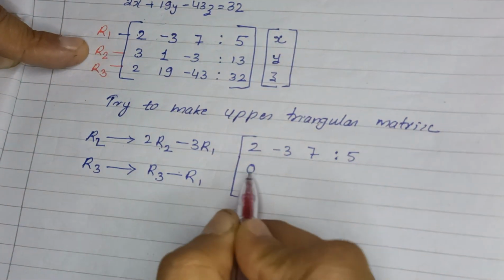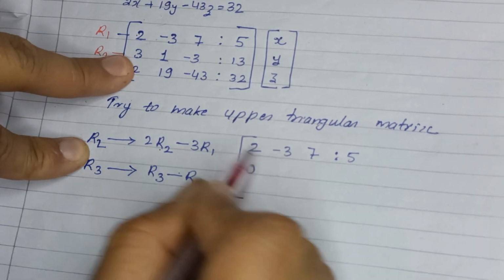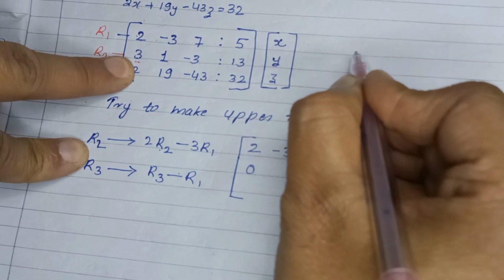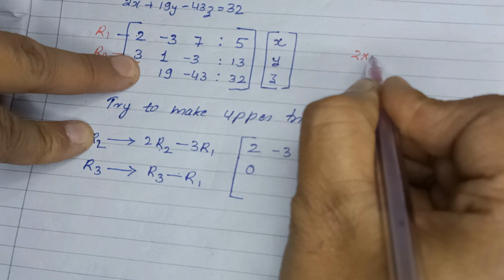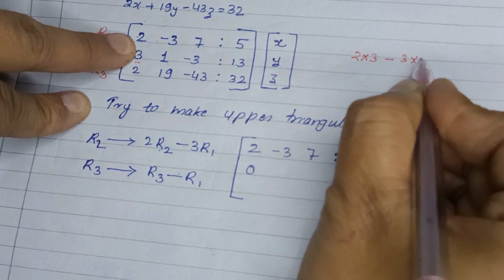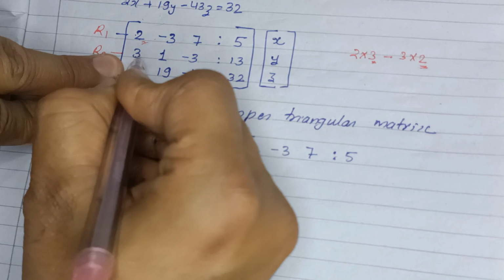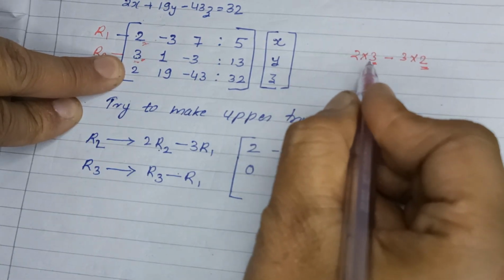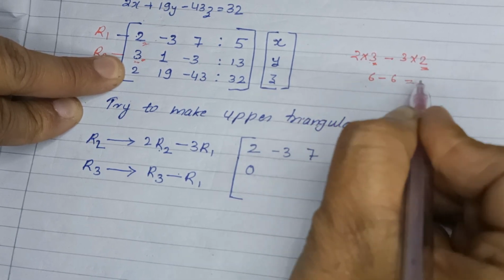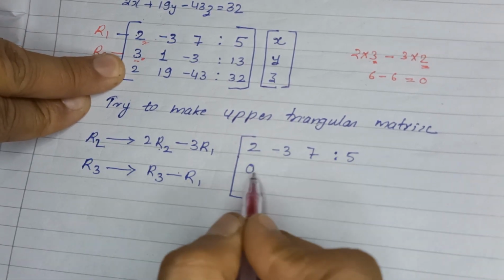So how did I get 0 over here? You have to know how I got 0 here. That is R2, row 2. Row 2 means this one. You can see that in row 2 it is 2, and here it is 3. So 3 minus, I am going to do 3 into 2. This 2 is this one, and this 3 is this one. I multiplied this whole row with 2, and this with 3. That's why I got 6 minus 6, which is 0. I will do the same thing with the other digits in the same row. So this is what I got here.